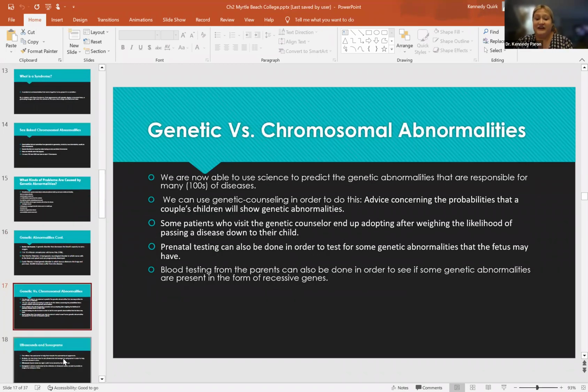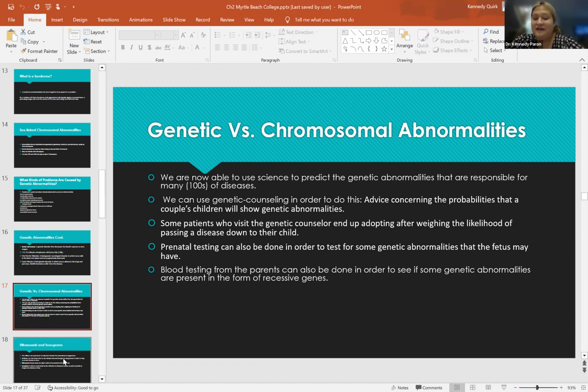So now we're going to talk about genetic versus chromosomal abnormalities. We can use science to predict genetic abnormalities. However, we are unsure sometimes how they progress and how they are passed down. Genetics are definitely linked to many diseases. There are hundreds that we can link back to genetics and passing down. There are professionals called genetic counselors, in which people who are of childbearing age and want to have children can talk to a genetic counselor about the probability of passing down a certain disease, especially if somebody in their family has it or their partner's family has it.